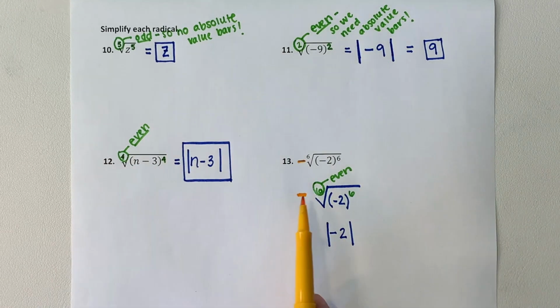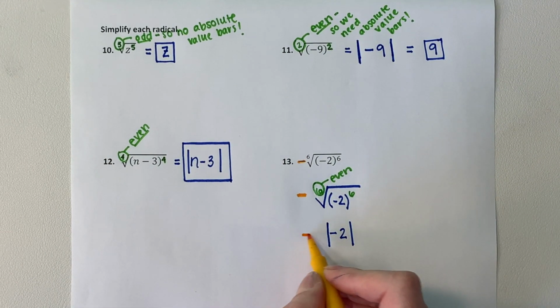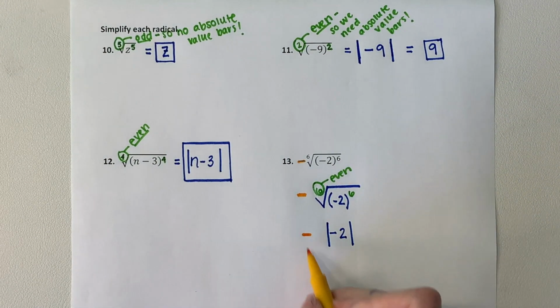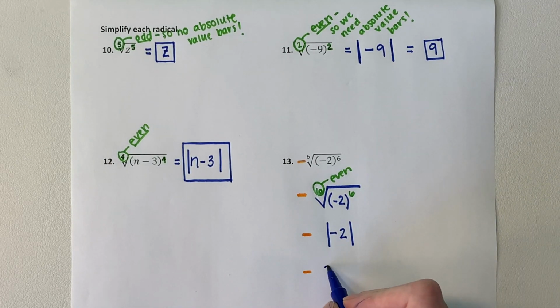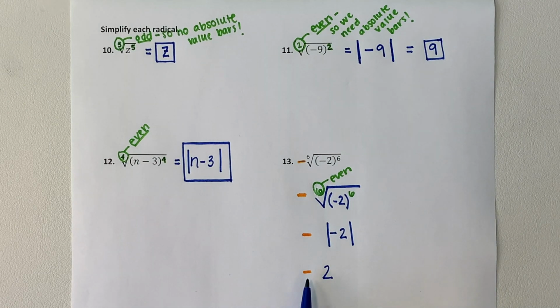And now I've been ignoring this negative out front, but let's bring this negative down. Then the absolute value of -2 leaves us with +2. But this negative out front makes our final answer -2.